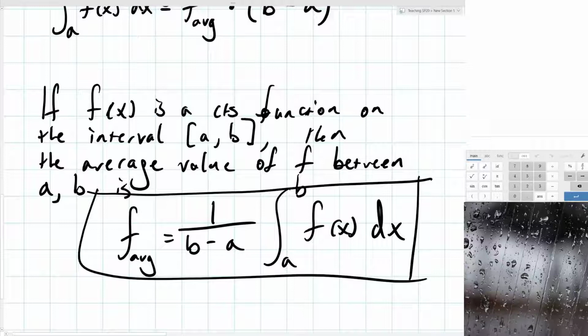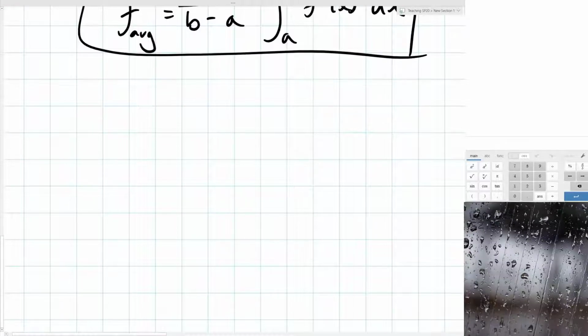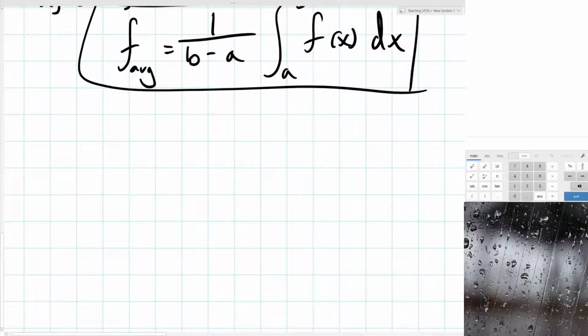An average value can actually be applied to marginal costs, marginal profit type stuff. Let's do an application without context first, just finding an average value, and then we'll do one with a little bit of context.